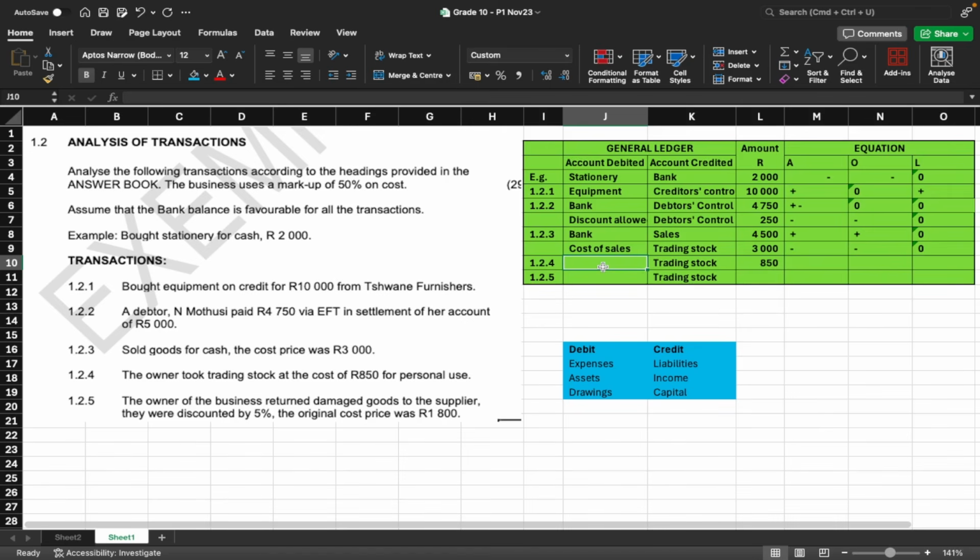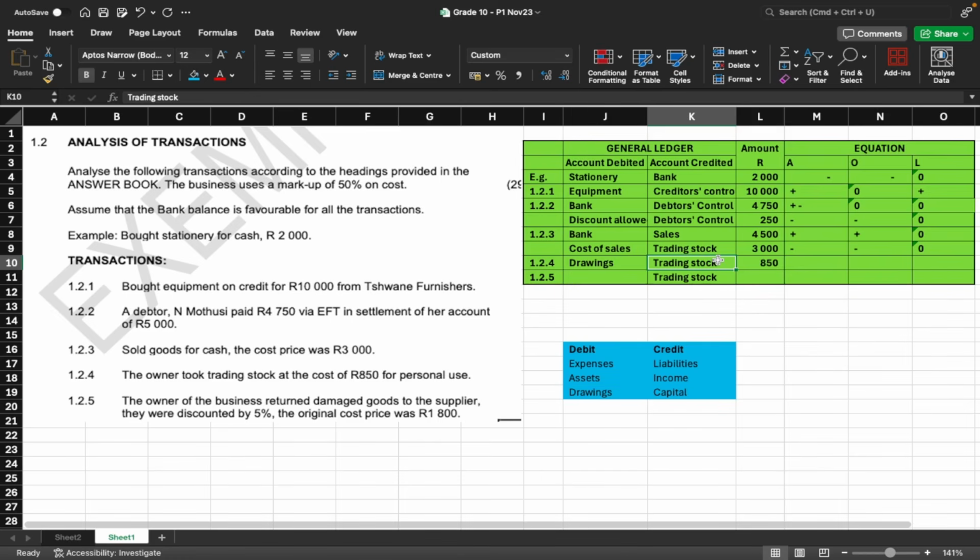What is drawings? Drawings is whenever the owner has taken something from the business. It could be cash, it could be a vehicle, it could be equipment, it could be trading stock, whatever he has taken, you know that you have to debit drawings. So I'm going to put here drawings. Now, drawings is an equity account. It reduces your equity. Okay, it's negative, just like expenses. And why am I debiting drawings? Well, look at my acronym here. Debit drawings. You can see here drawings is debited, and so that's why I'm putting it on the debit side.